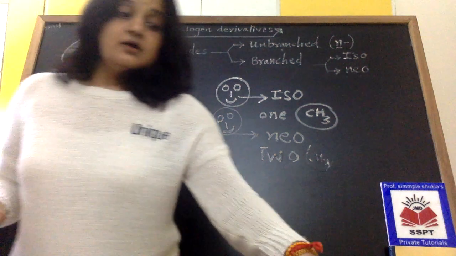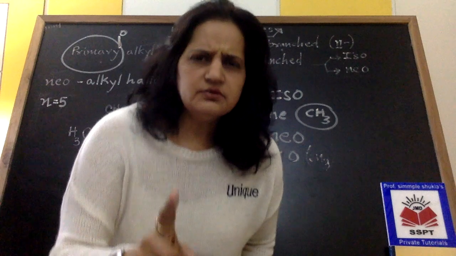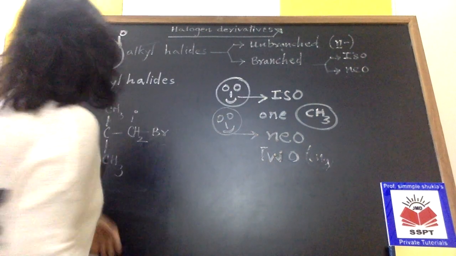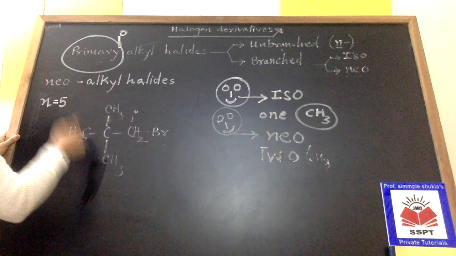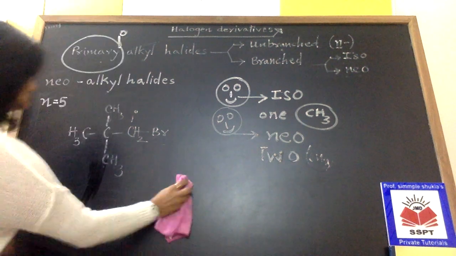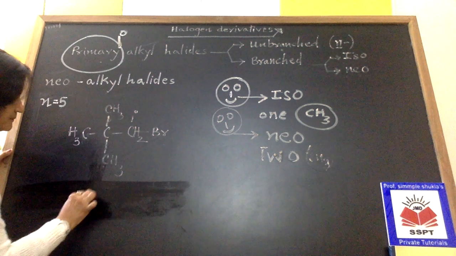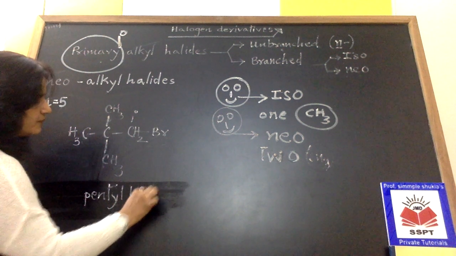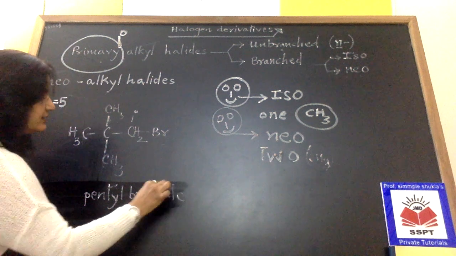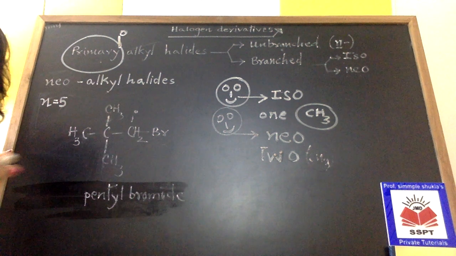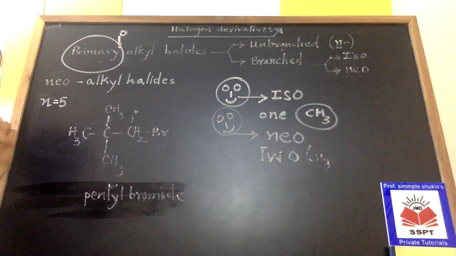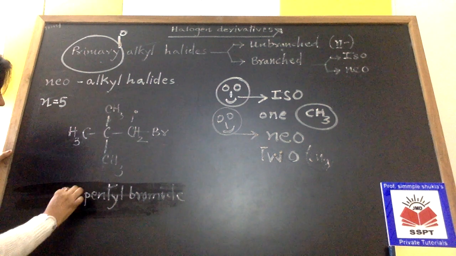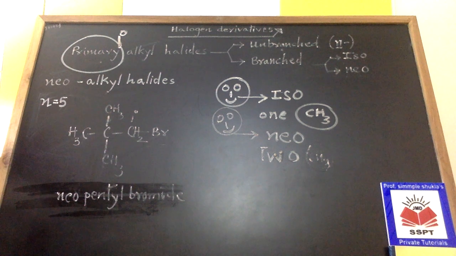Again, in the common system, how many carbons do I have to count? All carbons: 1, 2, 3, 4, 5. So for all carbons I am writing pentyl bromide, and 2 umbrella branches on the second last carbon. So the prefix is neo: neopentyl bromide.